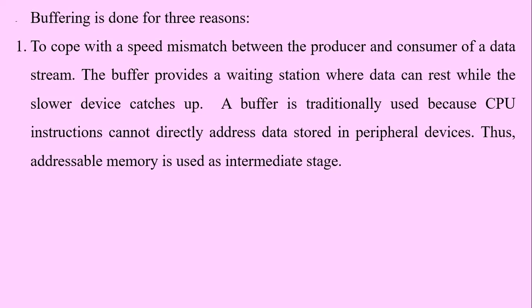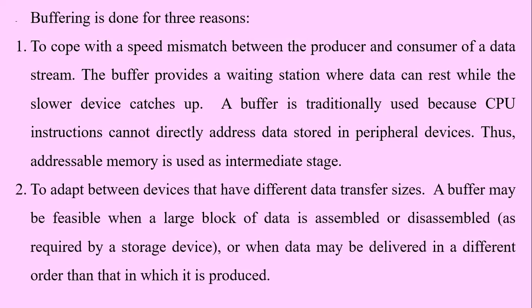Buffering is done for 3 main reasons. Number 1, to cope with a speed mismatch between the producer and the consumer of a data stream. The buffer provides a waiting station where data can rest while the slower device catches up. A buffer is traditionally used because CPU instructions cannot directly address data that is stored in peripheral devices. Thus, addressable memory is used as an intermediate stage.